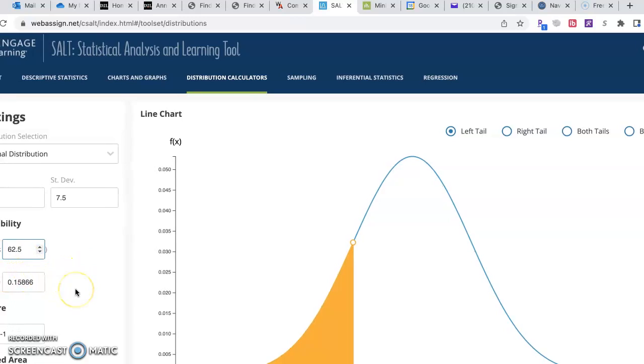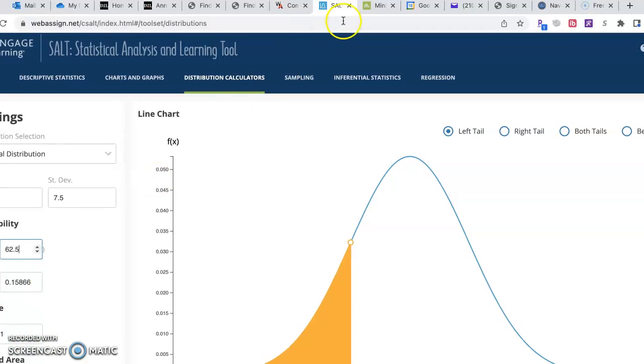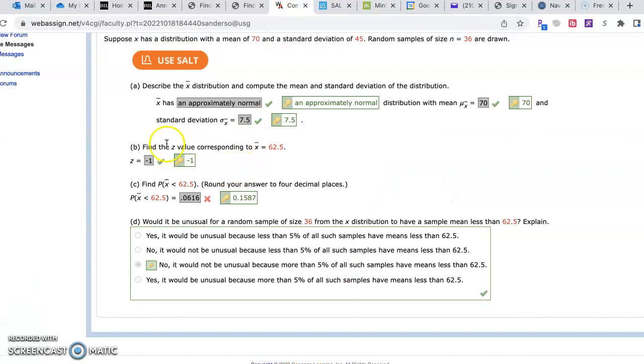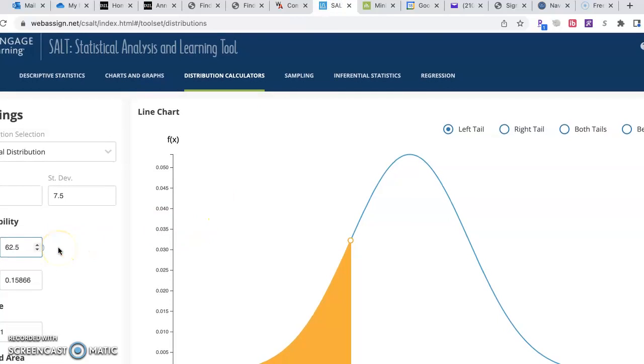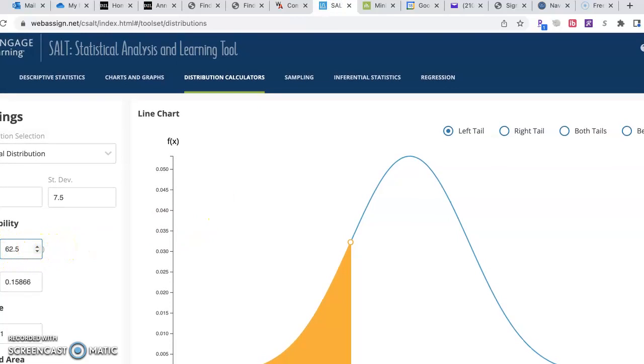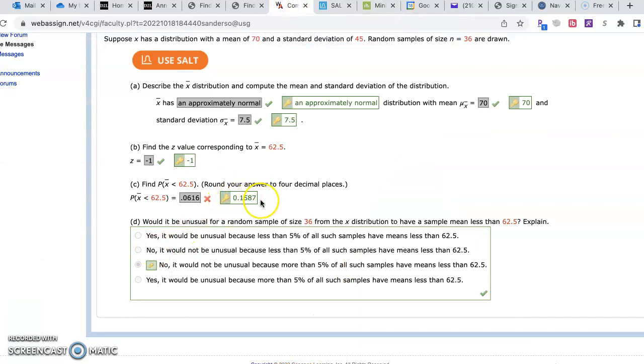Okay, so if you just plug that in, you'll see here that the Z-score is -1. So that is our answer here. The Z that corresponds with X bar being 62.5 is -1. And then we need to find the probability that X bar is less than 62.5, and they want us to round to 4 decimal places. So if we come up here, the probability that X is less than or equal to 62.5 is this number here. Round to 4 decimal places, that'll be 0.1587. Okay, so 0.1587, here's that correct answer there.